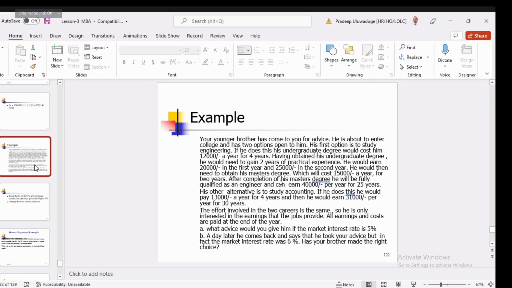And the other alternative is he will need 13,000 for a period of 4 years. And then from the fifth year, he will earn 31,000 for 30 years. So you bring to the present both the annuities and then you compare, and then you calculate the net present value. So you can compare it with the first alternative. Right? And what happens if the interest rate changes? Substitute 6% instead of 5% and then recalculate and see whether your decision would change.